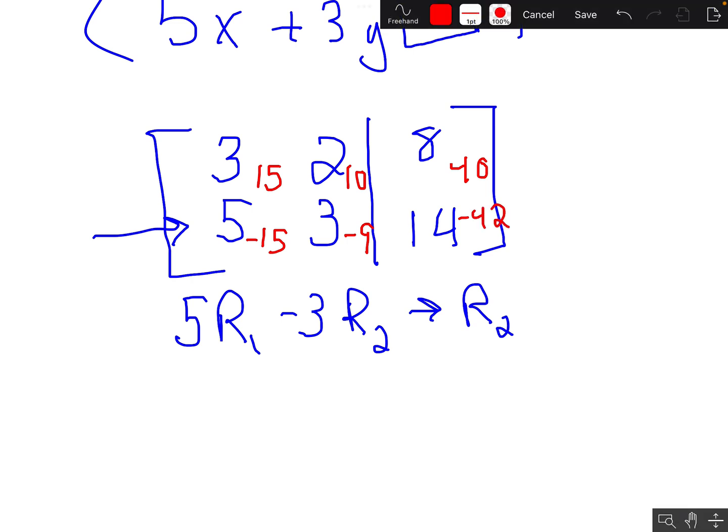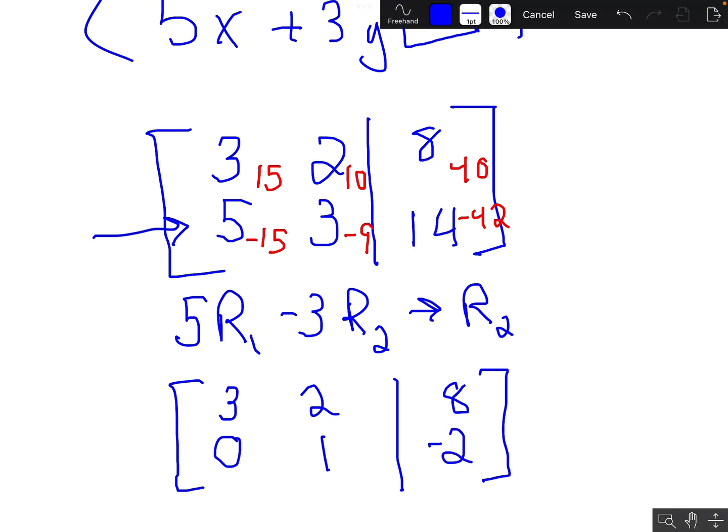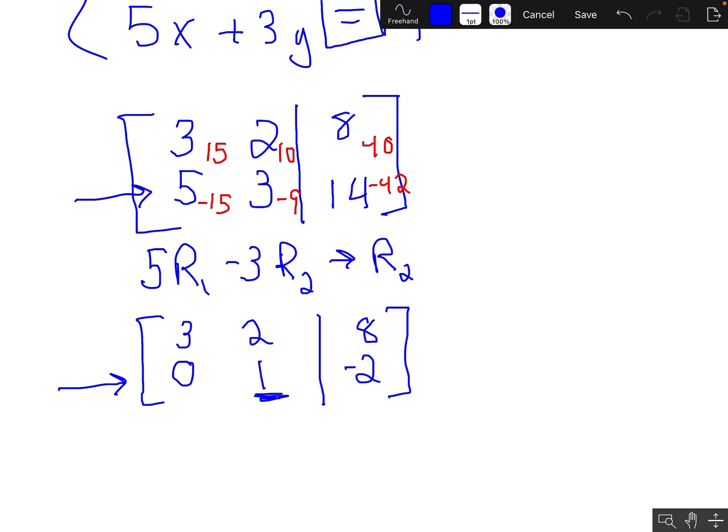All right. Now, we know here that my first row is going to remain the same, right? So here, my first row is not being changed at all. So it'll just be 3, 2, 8. And now my second row, I'm going to add the numbers in red in order to get those. So 15 plus negative 15, 0. 10 plus negative 9, 1. 40 plus negative 42, negative 2. So that worked out really nice. I got lucky there because this 1 was what I wanted to work on next, and it's already there for me. So that's just lucky, happy circumstance.